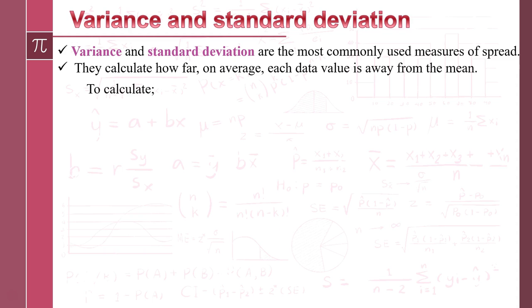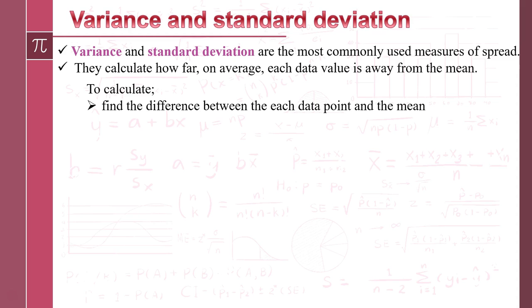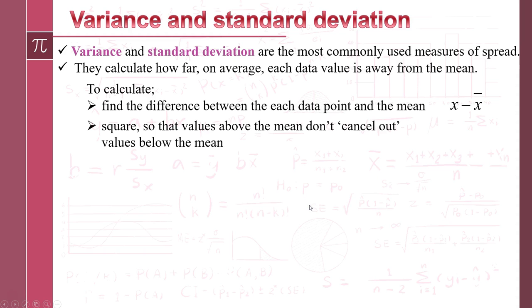That's what we're doing. To do this, we're going to work out the difference between each data point and the mean. So I'm going to take my data value and calculate how far away from the mean it is, which is that expression there. We're then going to do some squaring so that values don't cancel out. For example, if you had a value that was 5 units above the mean, and another value that's 5 units below the mean, one would be positive, one would be negative in this calculation, so they'd cancel each other out.